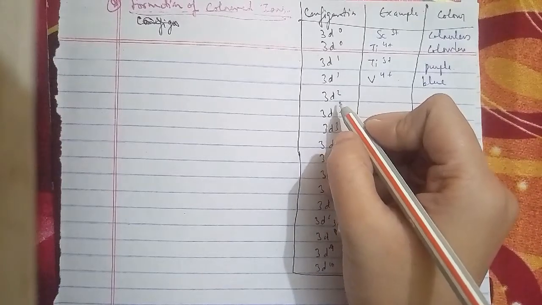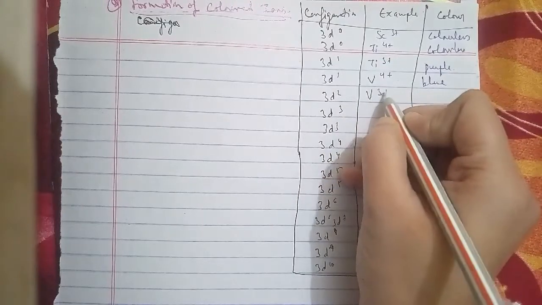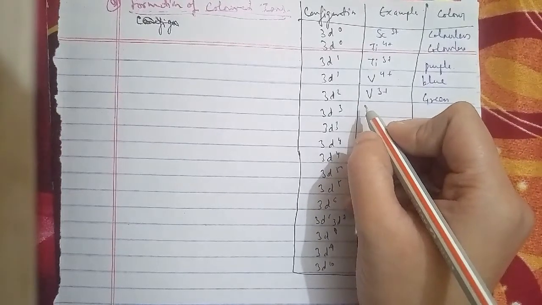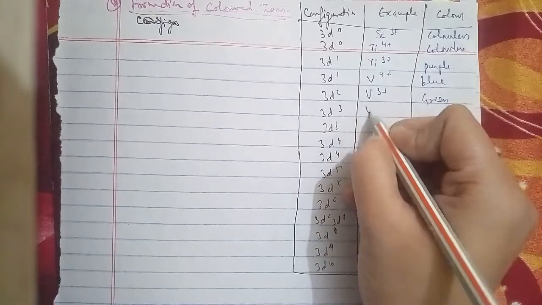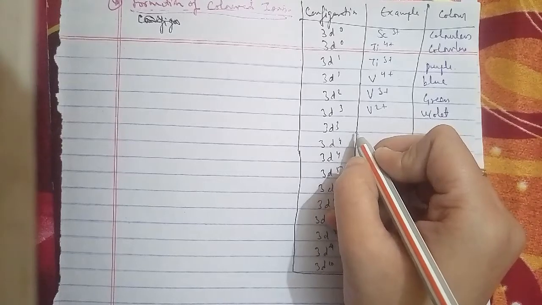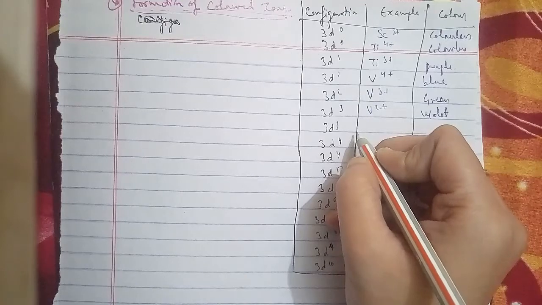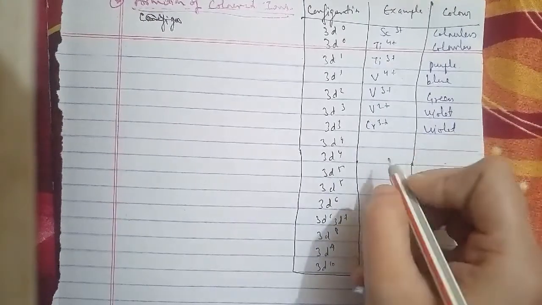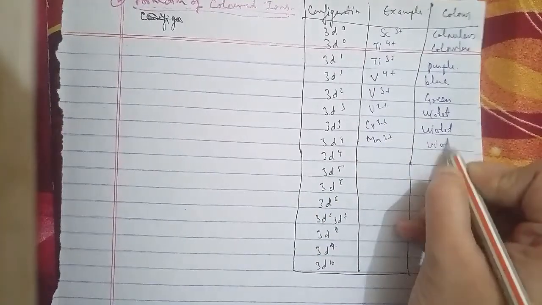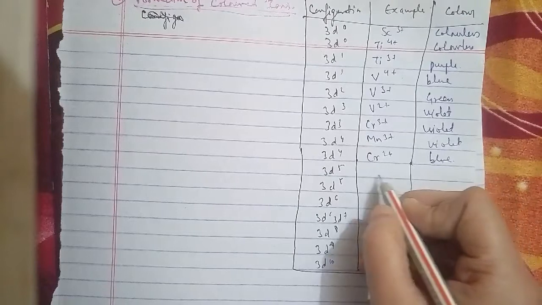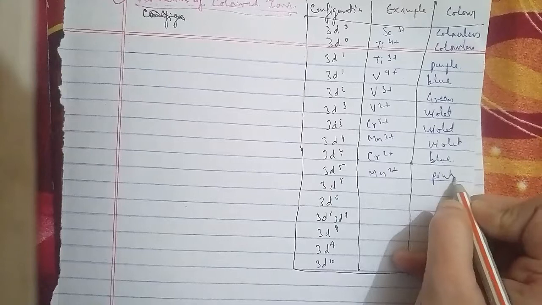3D 3 is V2+, the color is violet. Another 3D 3 we have, which is Cr3+. That is violet in color. Then of course Mn3+, violet in color. Then we have 3D 4, which is Cr2+. That is blue in color. Then Mn2+, pink in color. Then Fe3+, this is your yellow in color. Then Fe2+, and this is your green in color.